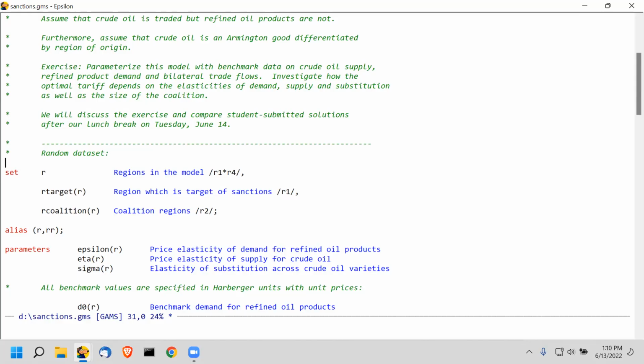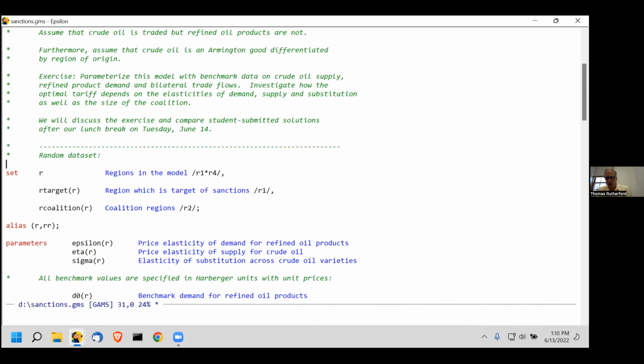So here I'm going to say, okay, let's suppose we have 4 regions in the world, R1 through R4. And I'm going to let R1 be the target of the sanctions. And I'm initially going to think about the coalition region being just R2.